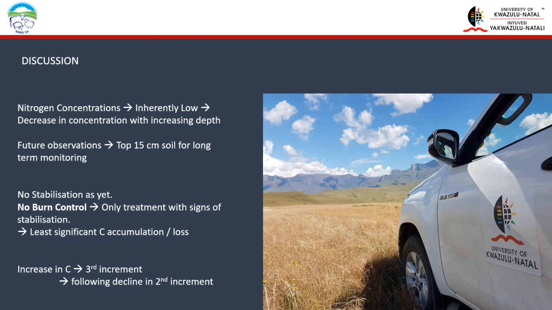of total organic carbon. The no-burn control demonstrated a certain level of stabilization, which was seen throughout the increments, but no majorly significant gains or losses were observed, which may suggest that these treatments, devoid of defoliation events entirely, have reached or are reaching a certain level of equilibrium.